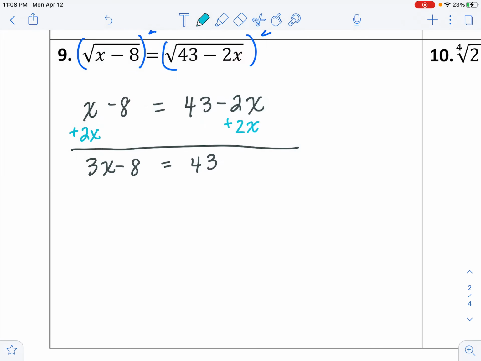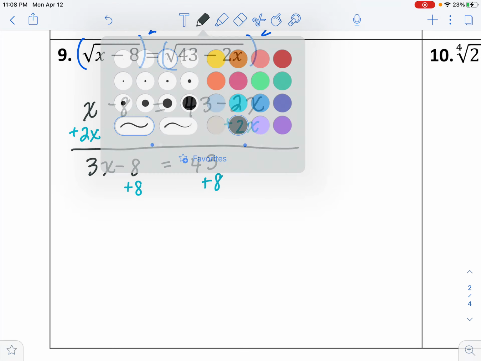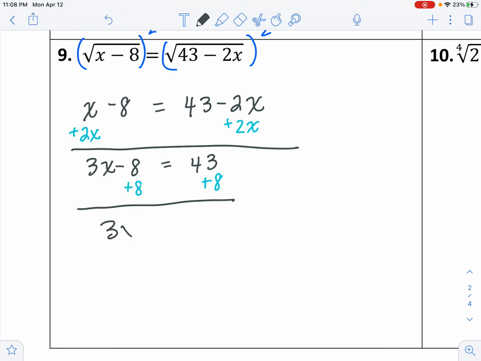Then we want to get our numbers on the other side since our variables are on the left. So add 8 to both sides to get 3x equals 51. And then if you divide both sides by 3, you will get that x equals 17.